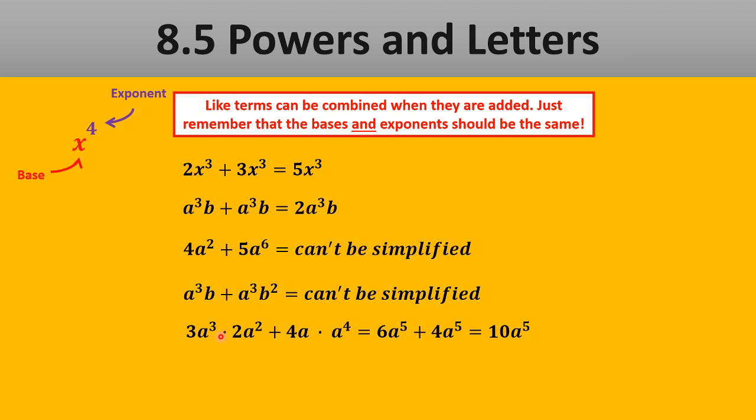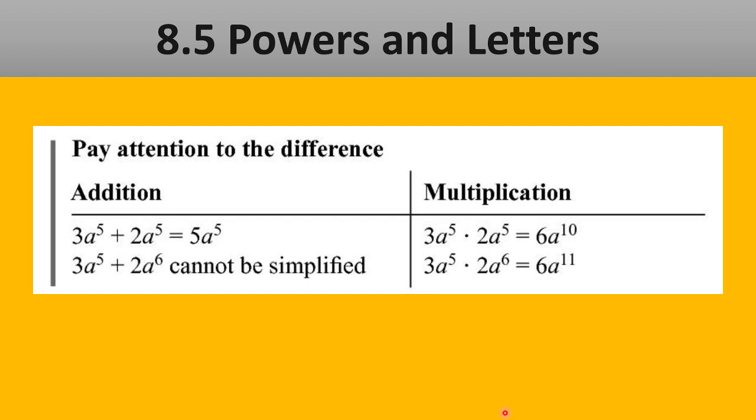Okay, so be careful when we introduce addition and multiplication in one exercise. You will get that later on as well. And the last thing, so please pay attention to the differences of addition and multiplication. Here I get 5a to the 5th power. Here the same question will be the multiplication dot here. I get 6a to the 10th power. 3 times 2, 5 plus 5. Here I don't have like terms, so it cannot be simplified.